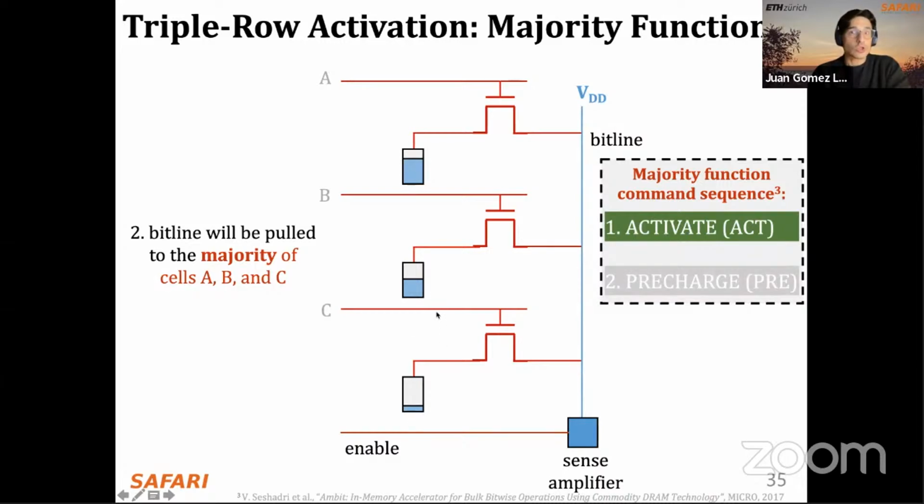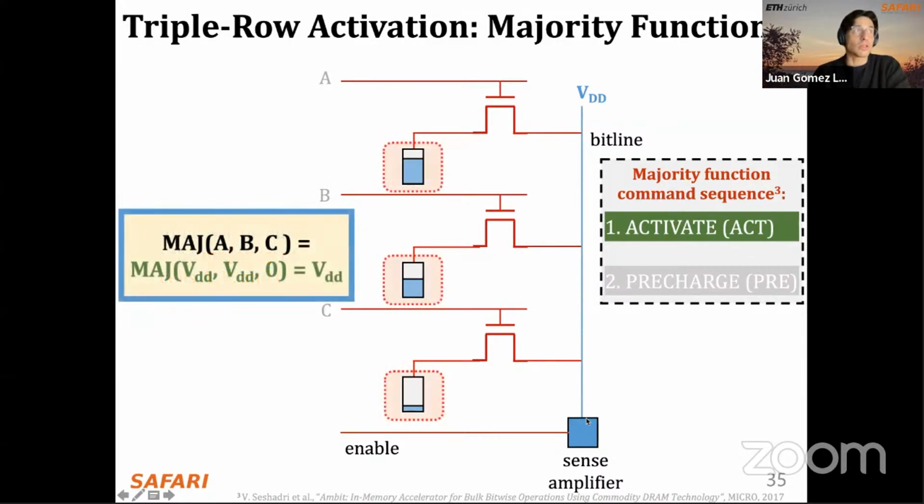In the end, the voltage of the bit line is going to be pulled to the majority of A, B, and C. So if this is charged, and this is charged, and this is discharged, in the end, we will end up having a charged bit line. So we will end up having VDD. The majority of VDD, VDD, and 0 is VDD. If we had 0, 0, and VDD, the resulting charge in the bit line would be 0. That's essentially the majority function that we use in Ambit to implement AND/OR operations.